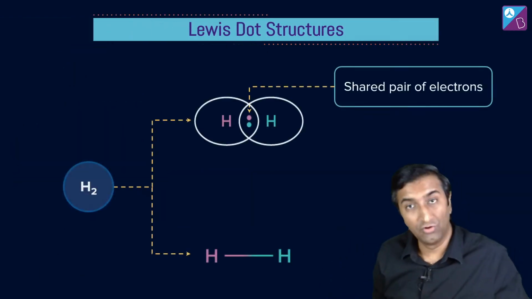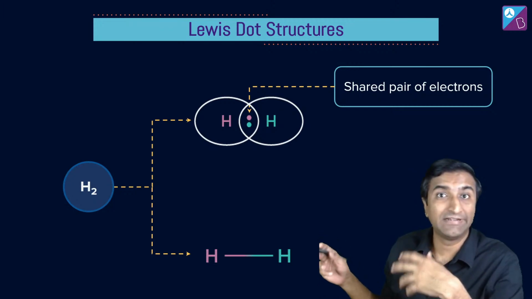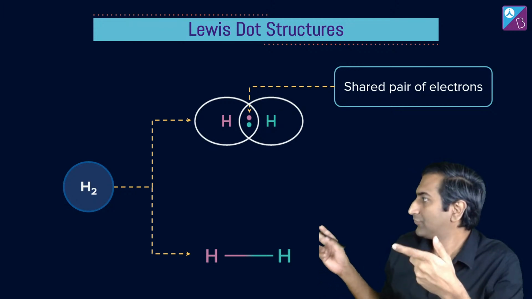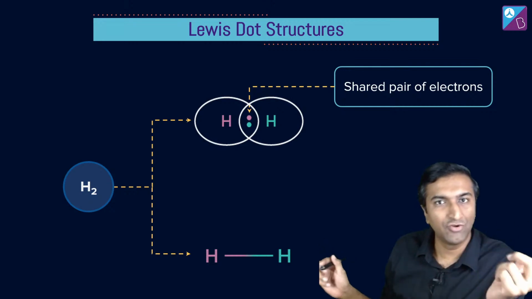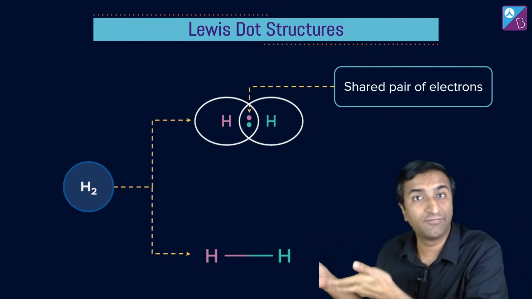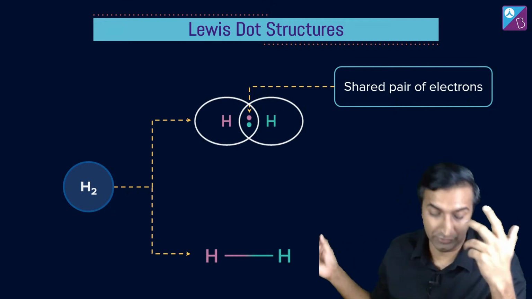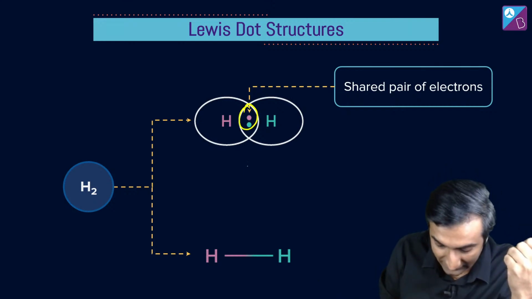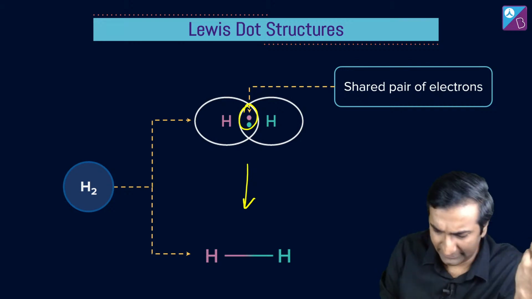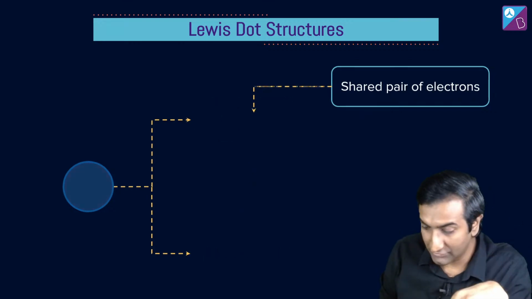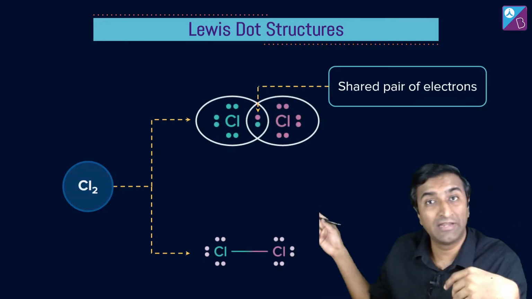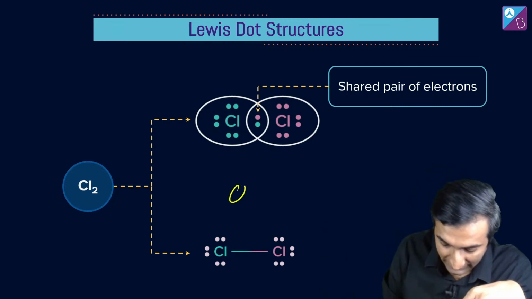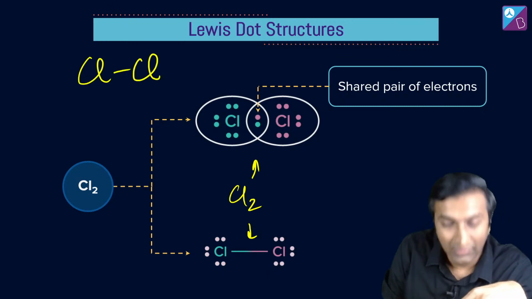Another way of looking at the whole Lewis dot structure is to complete atoms' duplet. Hydrogen tries to attain the noble gas configuration of helium. So that's a duplet, and it's happy with that. Same idea: the overlapping part is the bond, and nothing else is there. So shared pair electrons, this is a Lewis dot structure for H2. Similarly, आप chlorine का भी बना सकते हैं. Chlorine gas, which is Cl2, will look like this. This is the bond that you mostly will write.